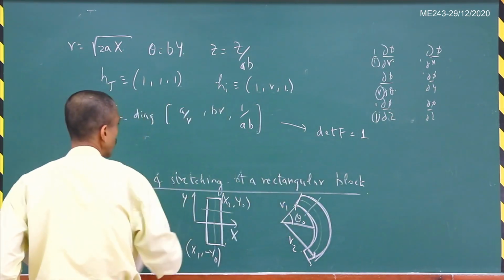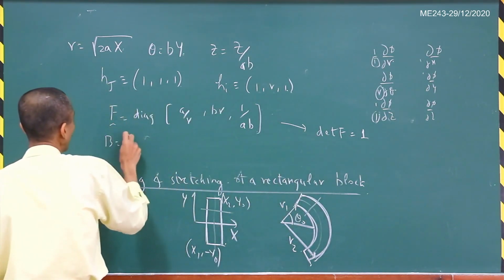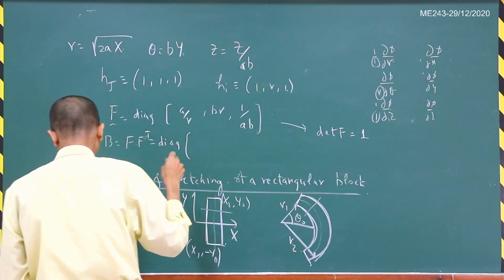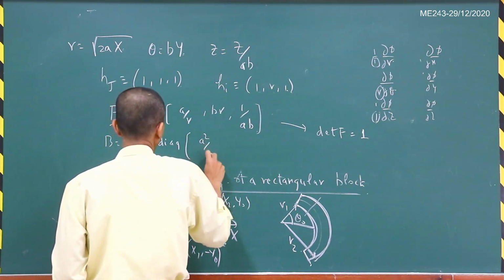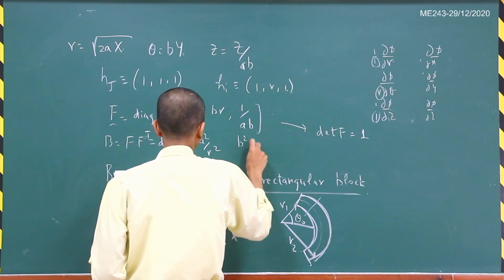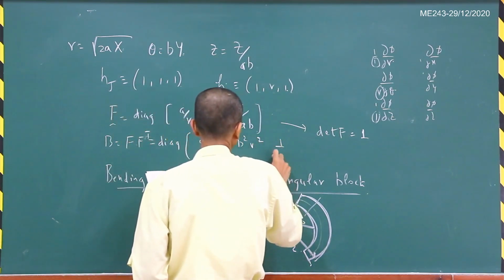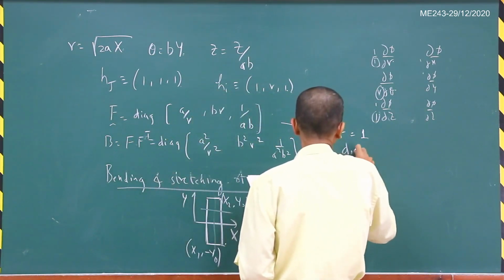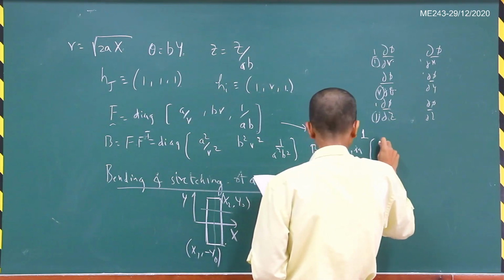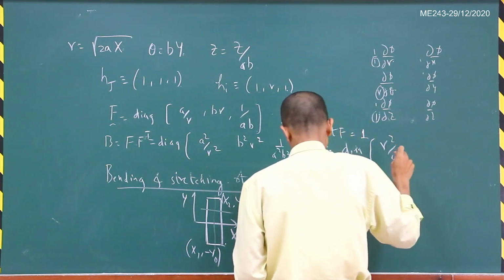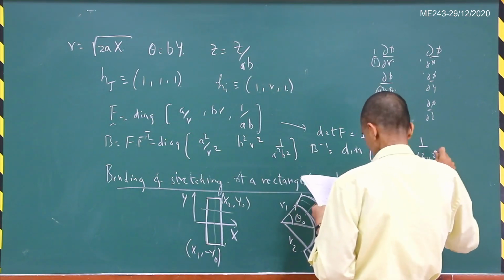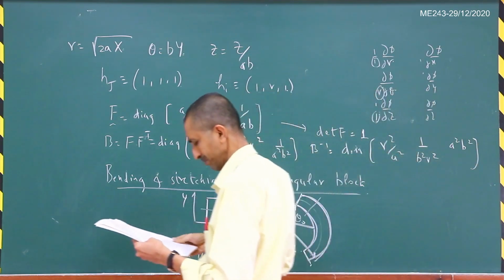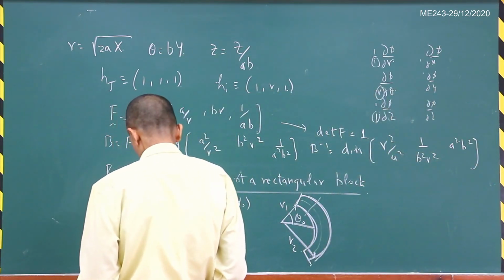So B is equal to FF transpose. So FF transpose is equal to diagonal of A square by R square, A square by R square, then B square R square, and 1 by A square B square, and B inverse would be equal to diagonal of 1 R square by A square, 1 by B square R square, and A square B square. So this would be the B and the B inverse.